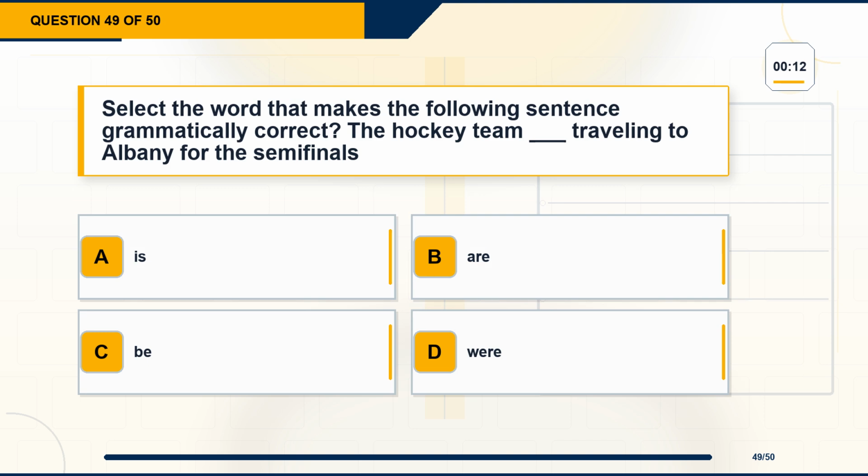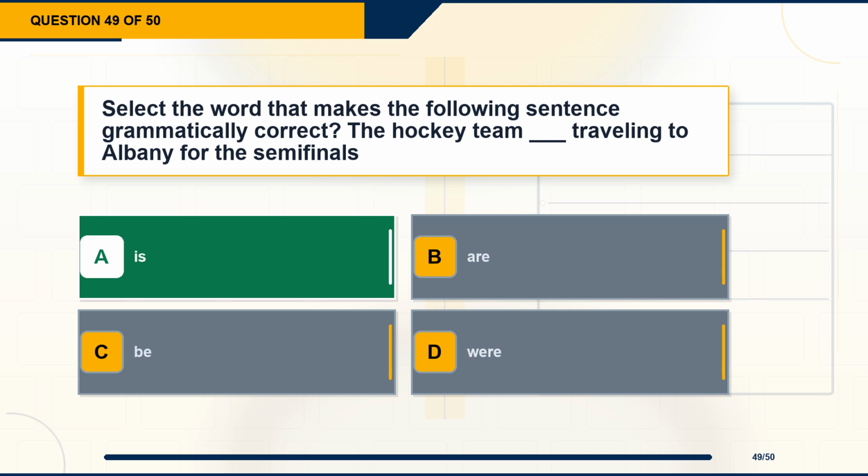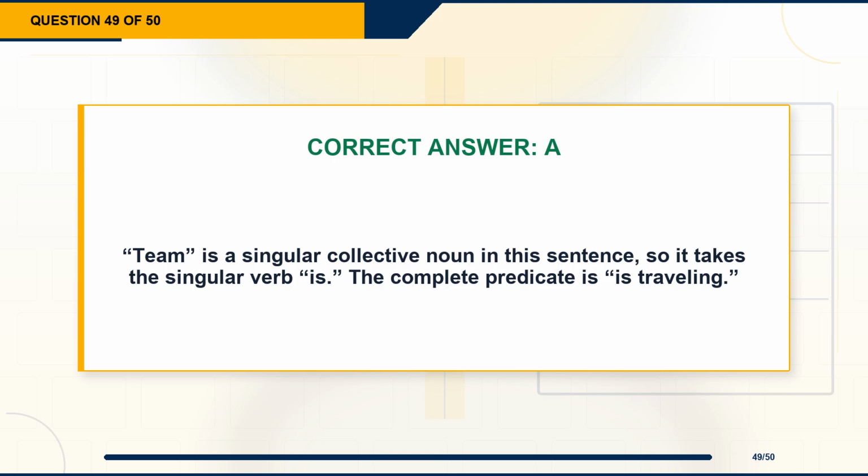Question 49. Select the word that makes the following sentence grammatically correct. The hockey team blank traveling to Albany for the semifinals. Option A, is. Option B, are. Option C, be. Option D, were. The correct answer is option A, is. Explanation. Team is a singular collective noun in this sentence, so it takes the singular verb is. The complete predicate is traveling.